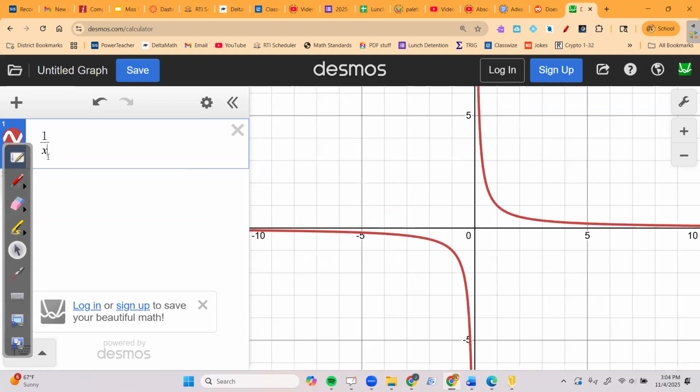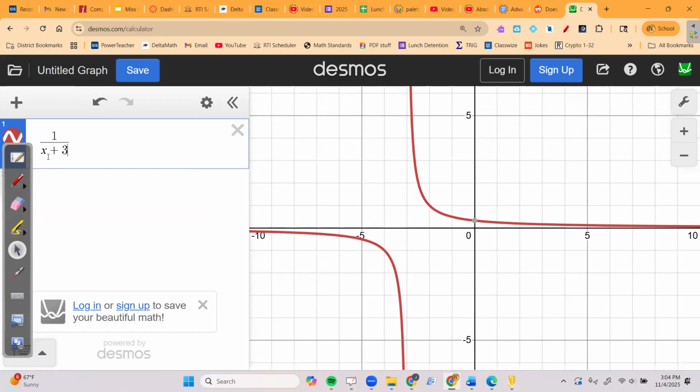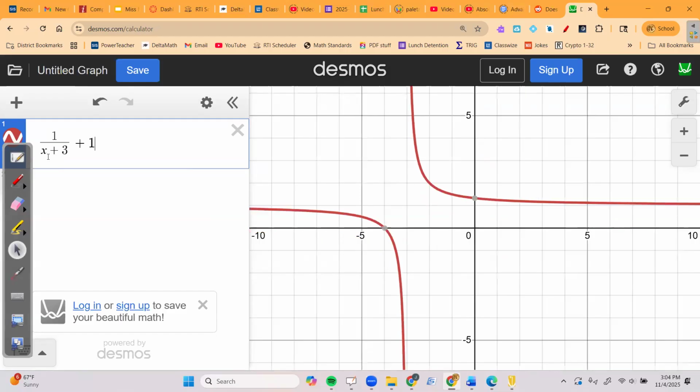And of course, you can put it all together. I could do a +3, which would move the vertical asymptote to the left 3. And then I could put something after the fact, like a +1, and move it up 1. But all rational functions like this are going to have at least two asymptotes. That's kind of a lie. All rational functions of this format are going to have these two types of asymptotes, one horizontal and one vertical. And they form the skeleton.